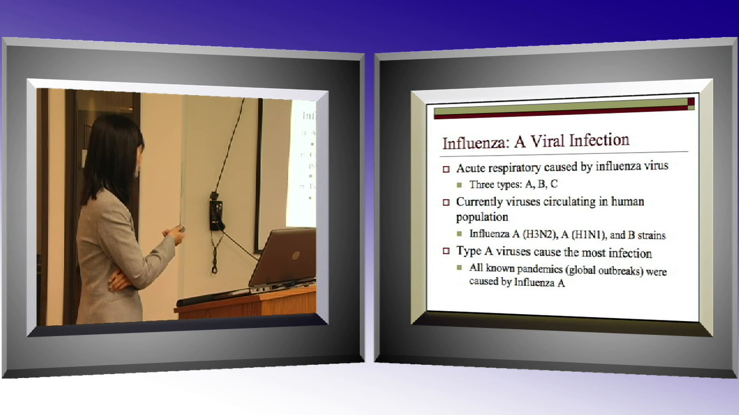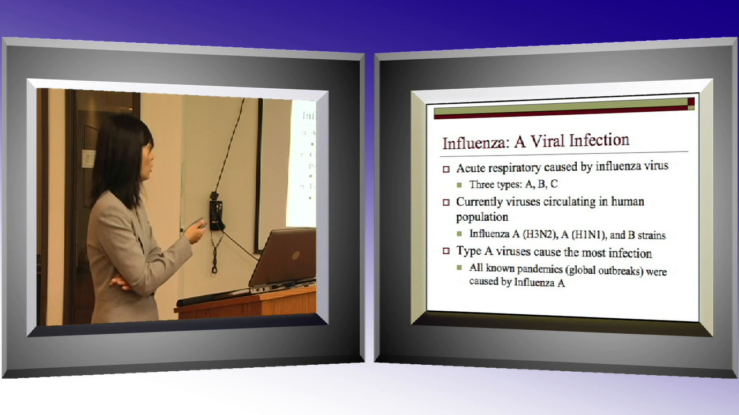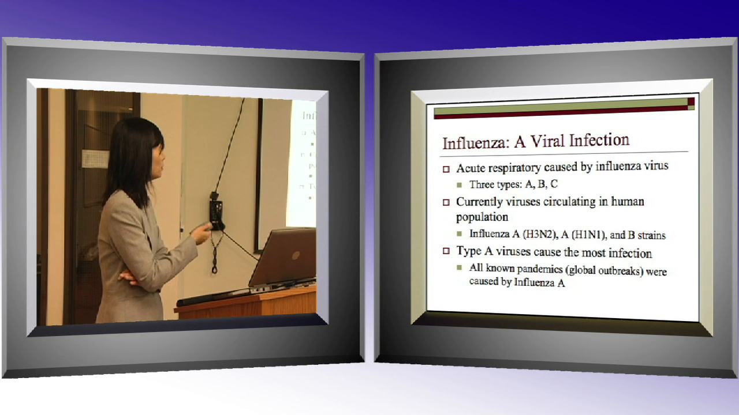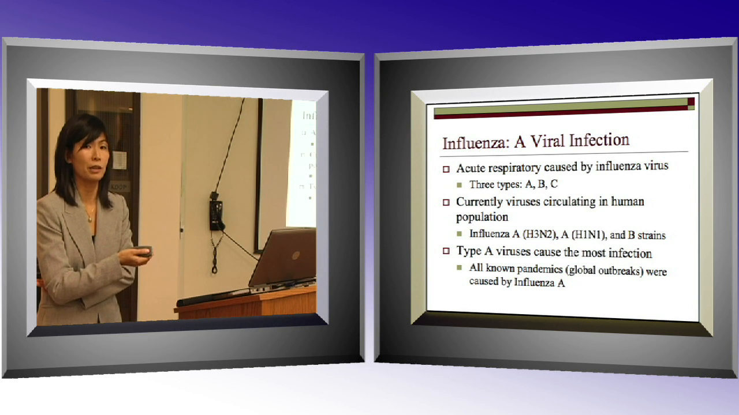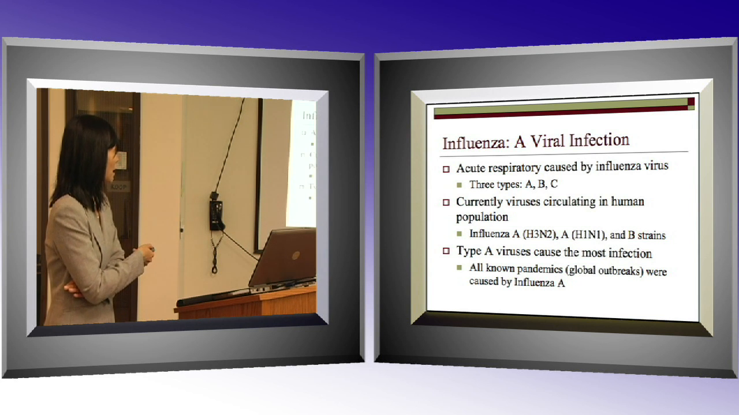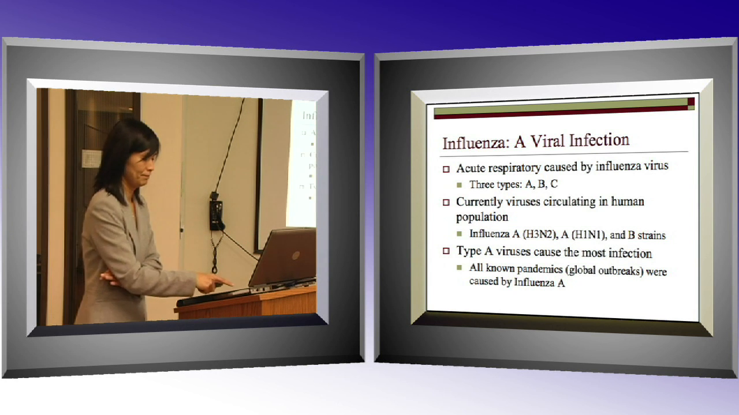So there are currently viruses circulating within the human population. Influenza A is categorized or typed as H3N2, H1N1, which we'll go over extensively, and the B strains. Type A virus is the most virulent and the cause of the majority of the respiratory infections. And all known pandemics were caused by influenza A.